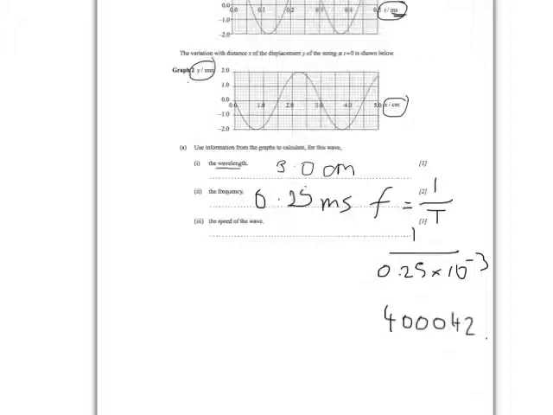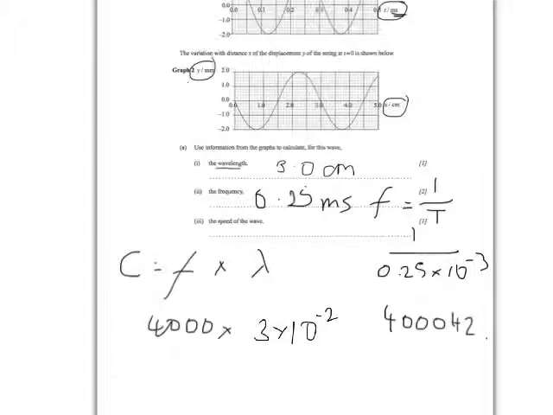The speed of a wave is a very straightforward calculation. Frequency times wavelength. So we have a frequency of 4,000 times a wavelength of 3 centimeters. So you need to change the units. So 3 times 10 to the minus 2 to give it to us in meters. And we end up with 120 meters per second.